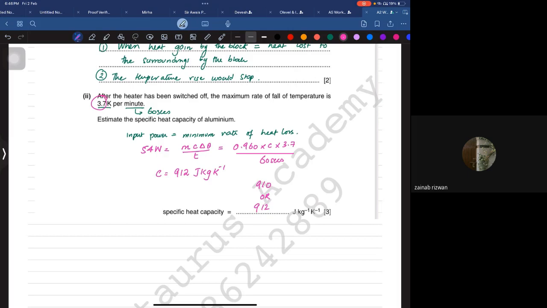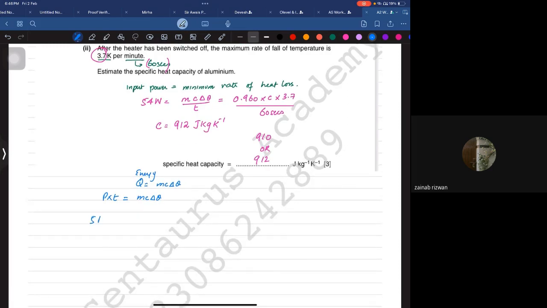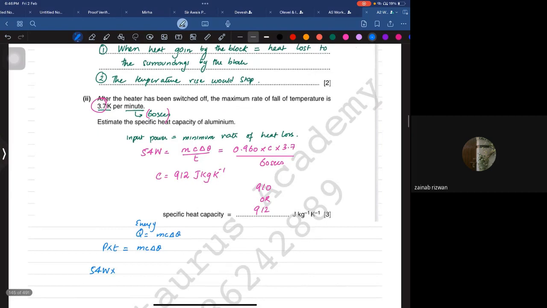Okay. Because I'm dividing it by 60, because that is the time it takes for this power to be lost. That's why. Because you see, the formula is Q equals mc delta theta. That is energy, right? Now, power into time is energy. You can do it like this if you want to. The power that was supplied was 54 watts, and the time that it was losing this temperature was per minute. So you have 60 seconds.